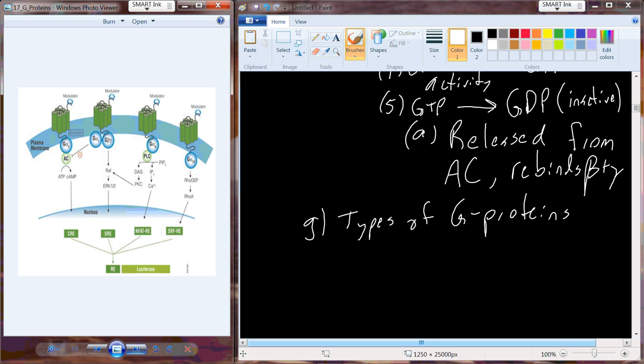A couple of things that you probably will recognize here. This is a cyclic AMP second messenger system here. Here's phospholipase C. You all remember that from a PIP2 pathway. There's a couple there. These are actually phosphorylation cascades. This particular one in the middle leads towards a protein called ERK1-2, which is another kinase protein.